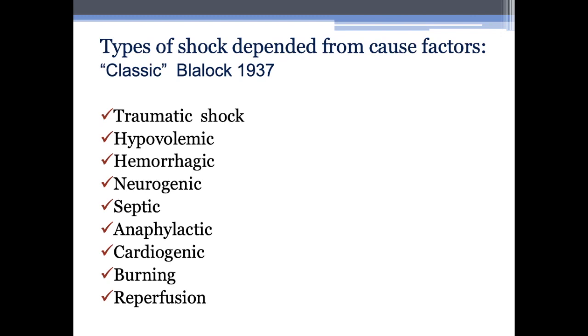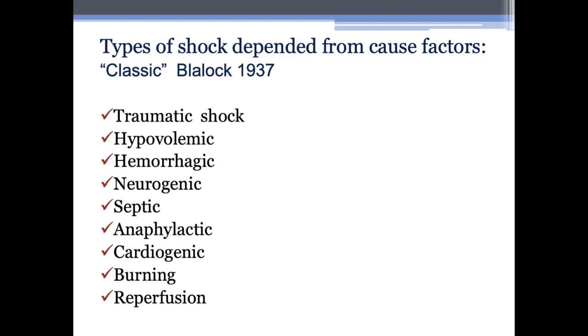Shock depends on etiological factors, and some of them we mentioned already. So the Blalock classification includes the next points. It divides shock into traumatic shock, hypovolemic shock, hemorrhagic, neurogenic, septic, anaphylactic, cardiogenic, burning, and reperfusion. When we look into this classification, it has only the etiological factor as its basis.